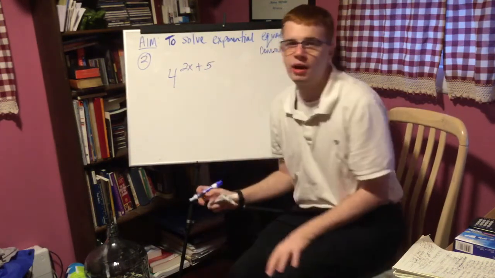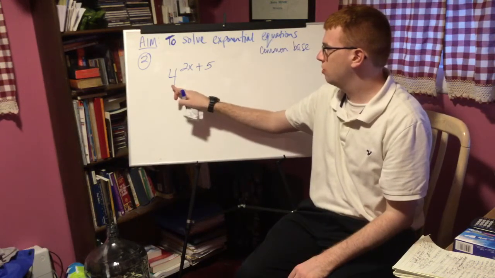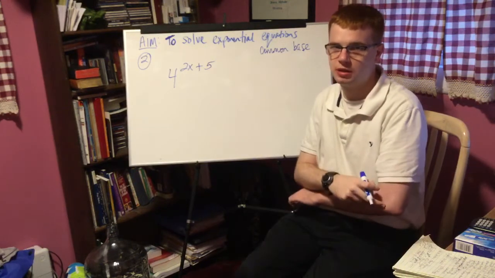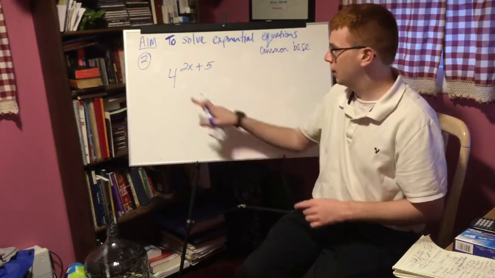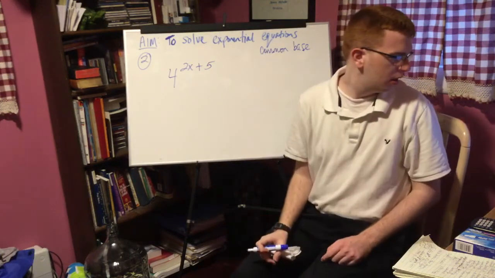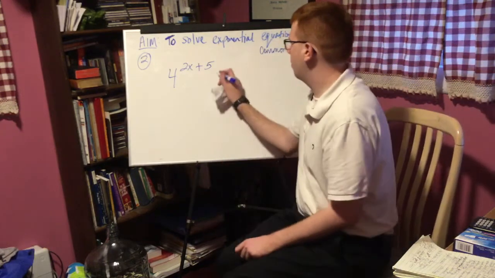So we're not going to multiply or distribute 4 to the 2x plus 5. We're not going to do that because it's not multiplication happening here. It's a power, or a base raised to a power. And this is equal to 8 to the 3x power.